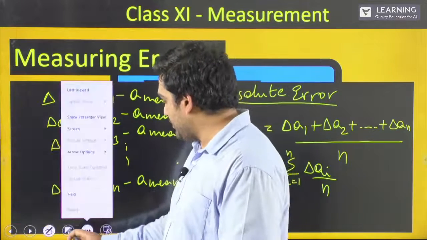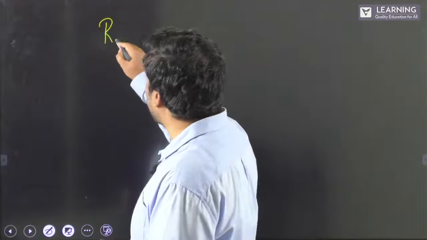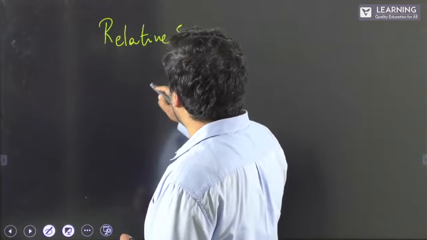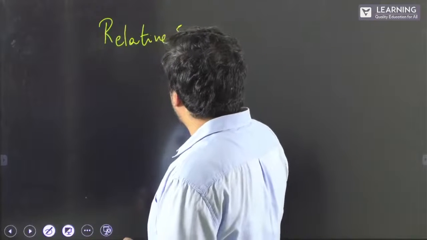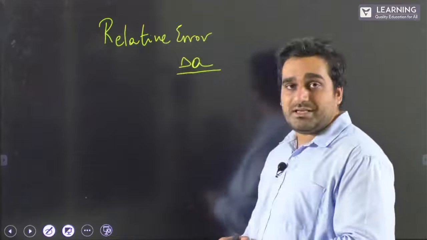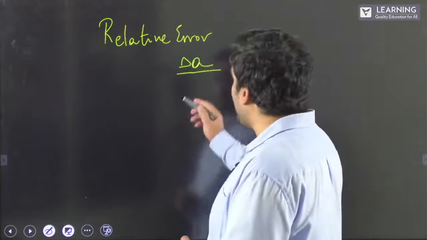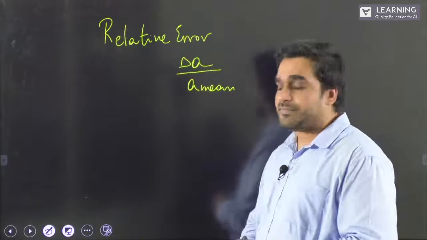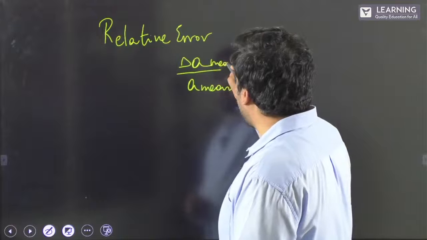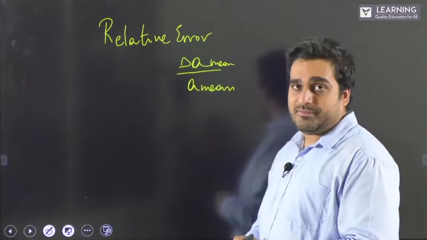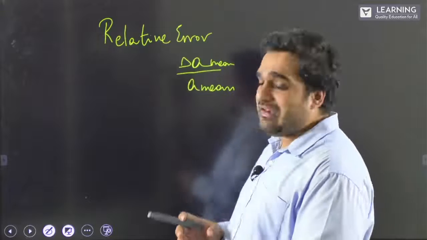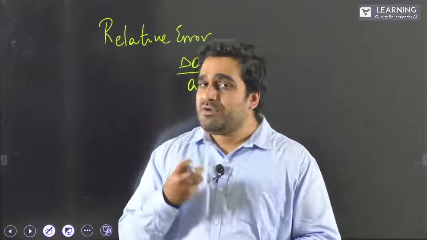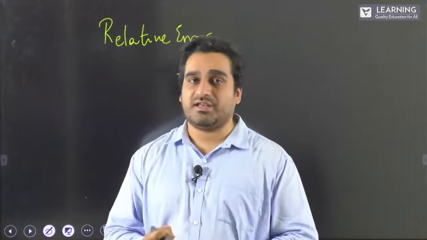So let's have a look at a relative error. A relative error is when you take the ratio of delta A, which is our absolute error, divided by the true value A mean. So let's put this as delta A mean divided by A mean. This is what gives you a relative error. And why do we use a relative error? So that we find how much percentage of error is in our measurement.